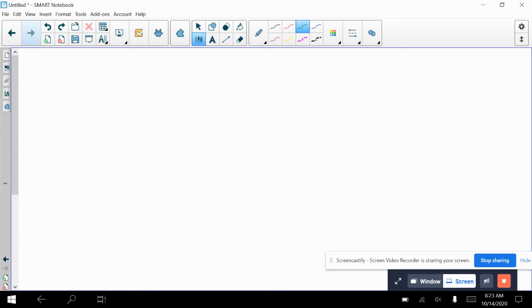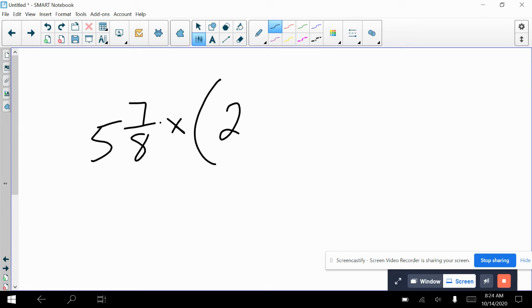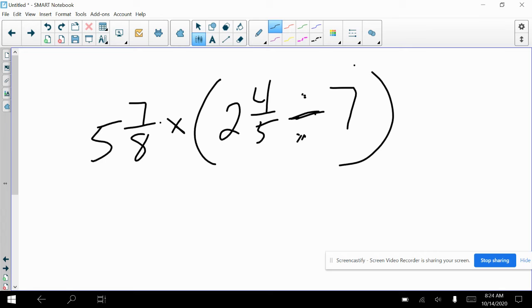All right, you're doing this one on your own. Good luck. 5 and 7/8 times parentheses 2 4/5 divided by 7. I'll give you a couple minutes to finish that.